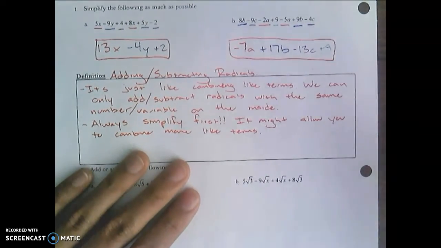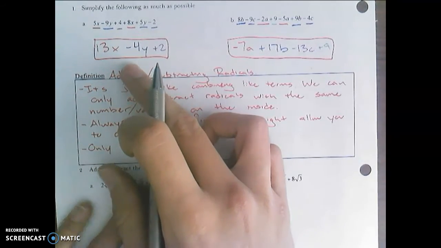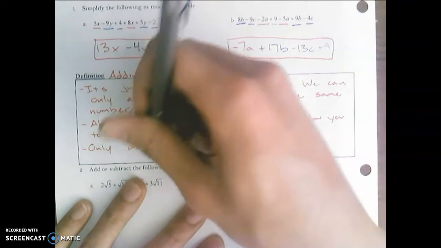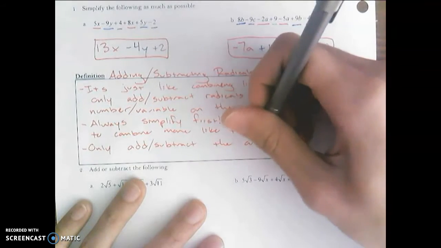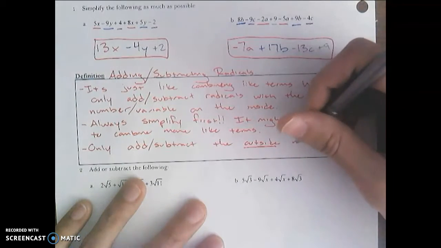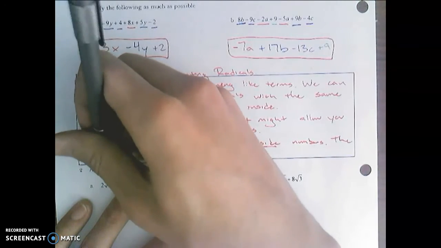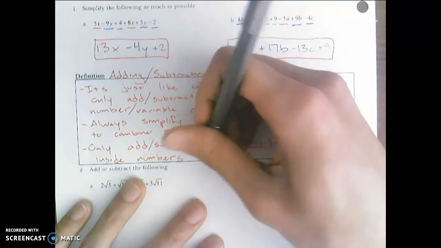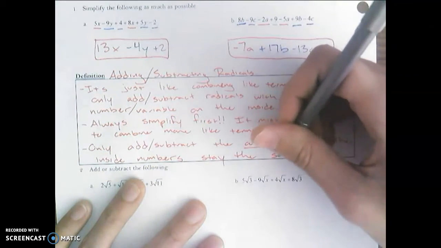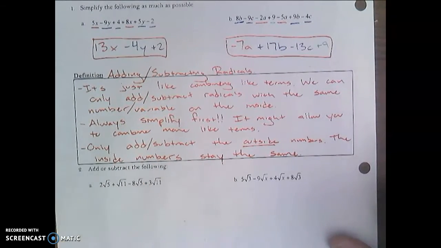And last but not least, just like up here when we're adding the coefficients, we're not changing the variable, we're only going to add or subtract the outside numbers. The inside numbers stay the same. So the number inside the radical stays the same. Okay, so we combine like terms, we simplify first, and we only add or subtract the outside numbers. So let's try a few examples.